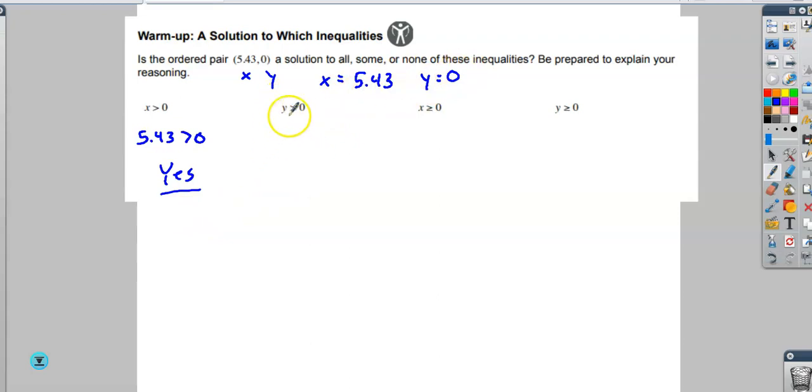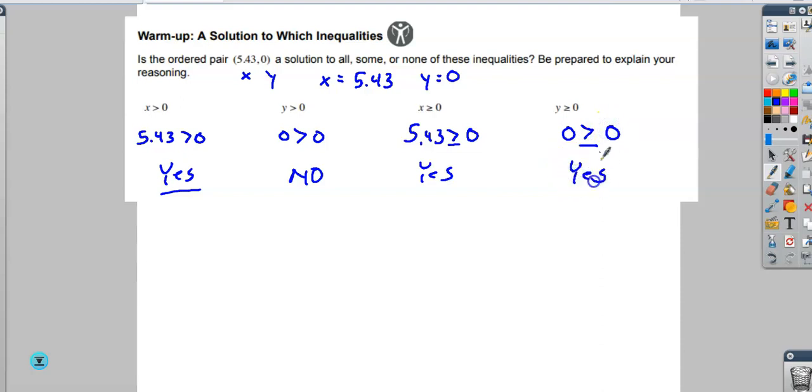Is the y greater than 0? Well, is 0 greater than 0? No. 0 is equal to 0. So I'd have to have the "or equal to" there. Is the x greater than or equal to 0? Well, 5.43, is that greater than or equal to 0? We already said it's greater than, so yes. And then the y: is 0 greater than or equal to 0? Yes, because of the "or equal to." So the only one that doesn't work is that one.